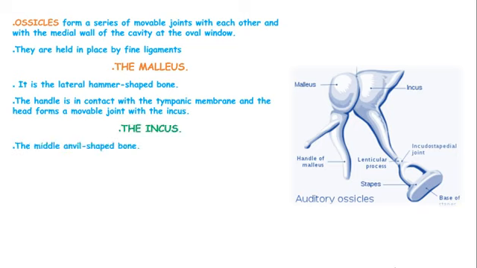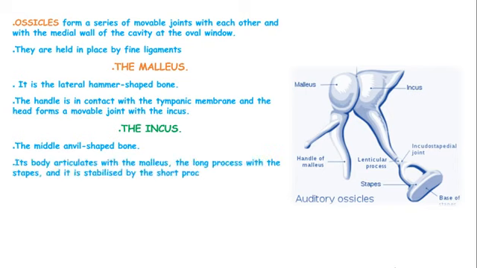The incus is a middle anvil-shaped bone. Its body articulates with the malleus, and the long process with the stapes, and it is stabilized by the short process and fixed by fibrous tissue to the posterior wall of the tympanic cavity.